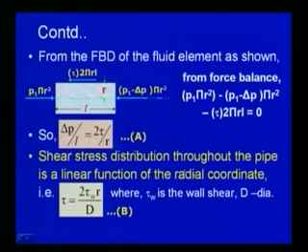Now the shear stress distribution throughout the pipe is a linear function of the radial coordinate. If we consider this fluid element, the shear stress at this location is tau. So, tau by r is equal to tau w by (D by 2), where tau w is the wall shear, or we can write tau is equal to 2 tau w into small r by D, where D is the diameter of the pipe and r is the radius of the fluid element.